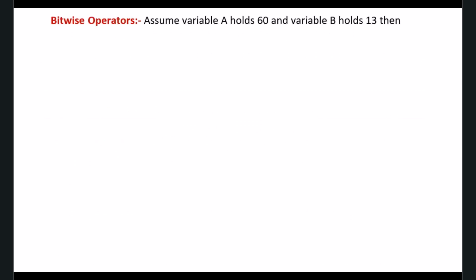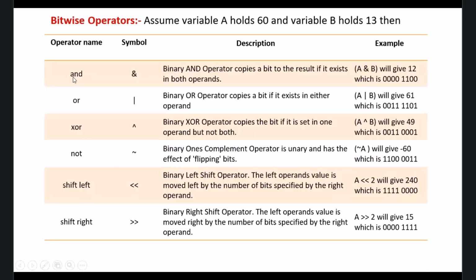The last operator we will talk about is the bitwise operator. Let's consider A is having 60 and B is having 13. Then here we are using single symbols. So A and B will give you 12, which is 0, 0, 0, 0, 1, 1, 0, 0. Then the OR operator. Basically, the bitwise operator is going to perform the bitwise operation between both the values given. These bitwise operators are AND, OR, XOR, NOT, shift left or shift right.